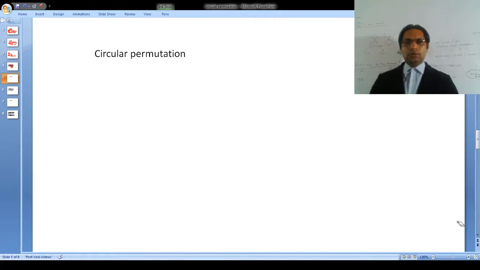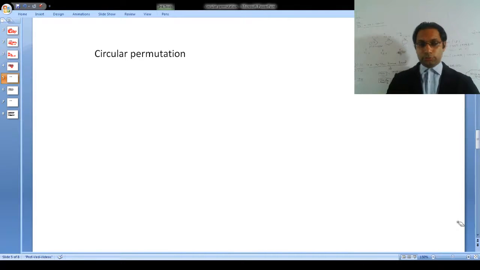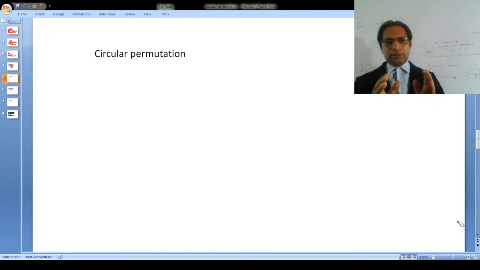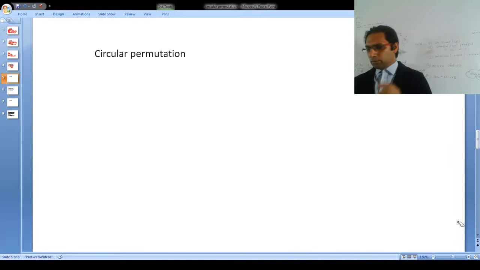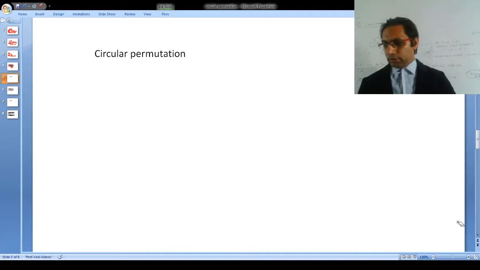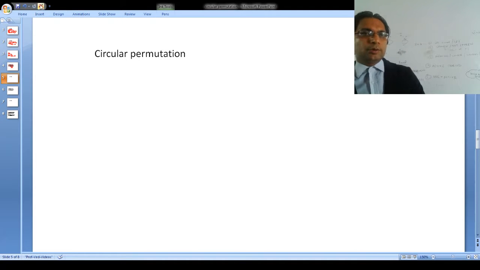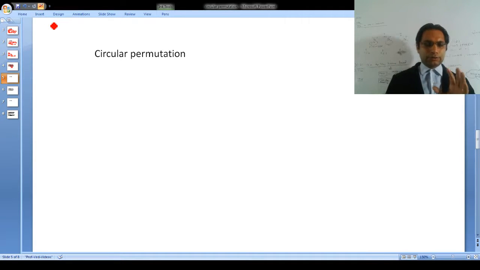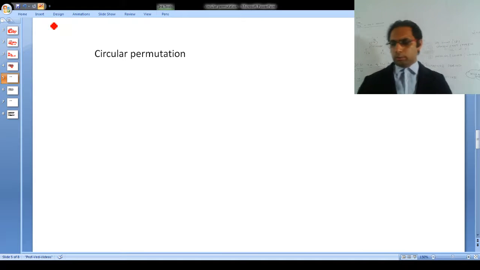And why specifically circular permutation? Why is it not similar to normal permutation? Some students find it difficult to understand, so I want to spend some time here. Please pay attention and let us see whether we can understand it visually, why circular permutation is considered different from normal permutation.